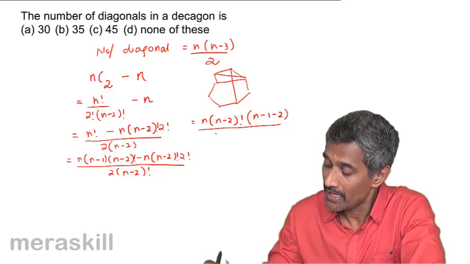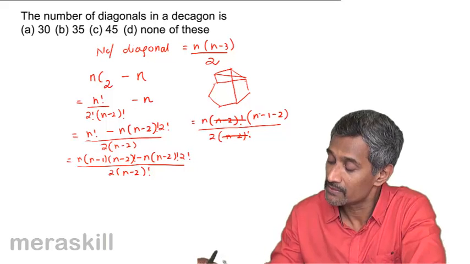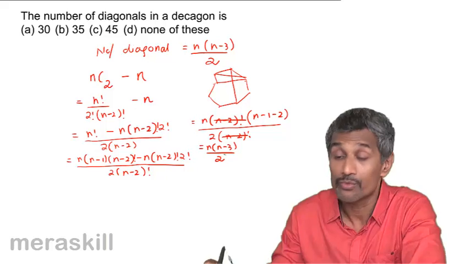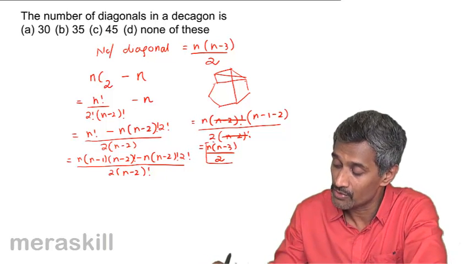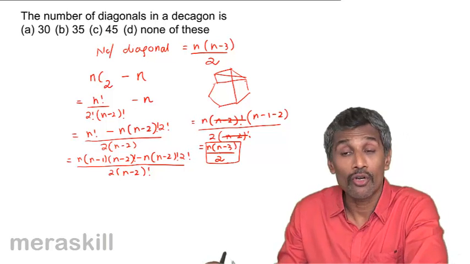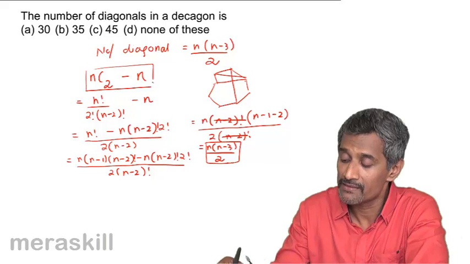And here you have 2 into (n minus 2) factorial. This gets cancelled. So ultimately it is n into (n minus 3) upon 2. So the number of diagonals is n into (n minus 3) upon 2. But just in case you're not able to remember the formula, you can use this: the number of diagonals will always be nC2 minus n.